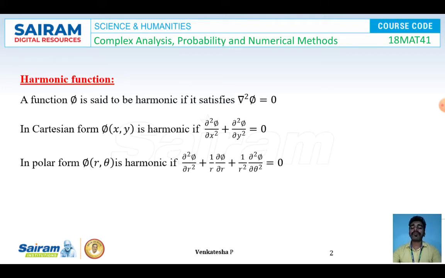In Cartesian form, the function phi will be a function of x comma y, and this phi function is harmonic if dou square phi by dou x square plus dou square phi by dou y square is equal to 0. Similarly, in polar form, phi is a function of r comma theta, and this phi function is harmonic if dou square phi by dou r square plus 1 by r dou phi by dou r plus 1 by r square dou square phi by dou theta square is equal to 0. Okay, to prove any function is harmonic, we have to use these two equations in Cartesian and polar form. So this is the first property of the complex variable.